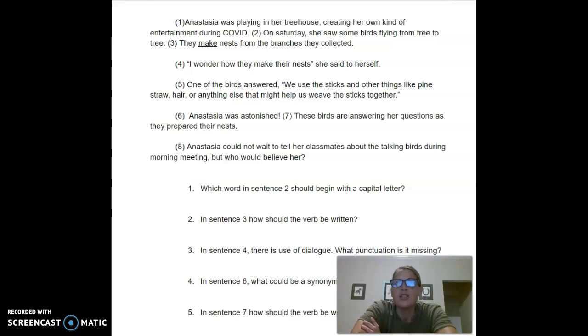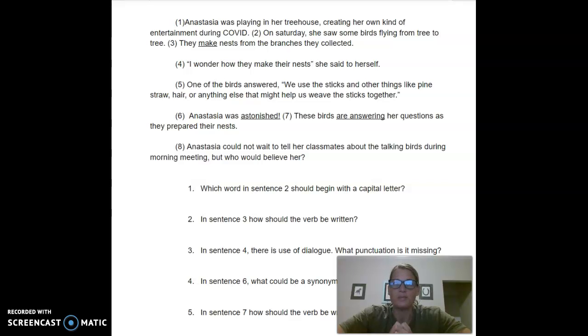On Saturday, she saw some birds flying from tree to tree. They make nests from the branches they collected. "I wonder how they make their nests," she said to herself. One of the birds answered, "We use the sticks and other things like pine straw, hair, or anything else that might help us weave the sticks together." Anastasia was astonished. These birds are answering her questions as they prepared their nests. Anastasia could not wait to tell her classmates about the talking birds during morning meeting, but who would believe her?